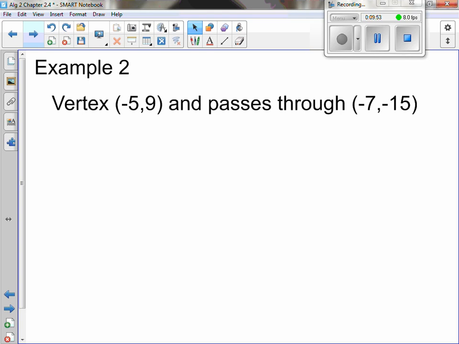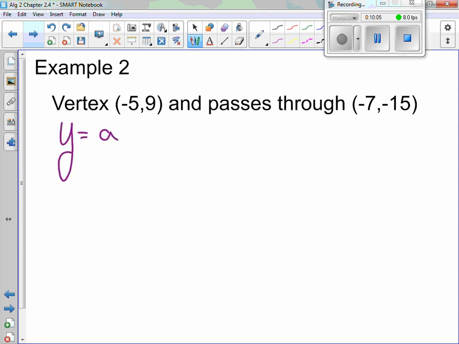So looking at this one here, they gave us what? The vertex and a point. Since they gave us the vertex, we're using what? Vertex form, which is y equals a times (x minus h) squared plus k, because they gave us the vertex to start with. So we are using vertex form. What are the variables that we're using? So a, h, and k.